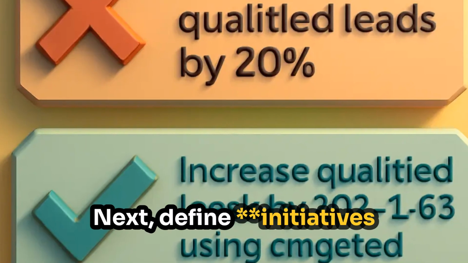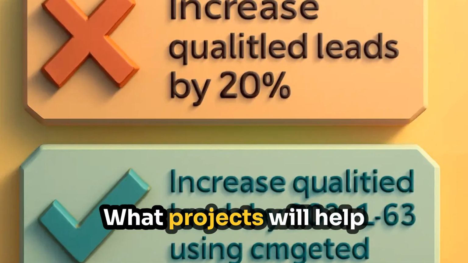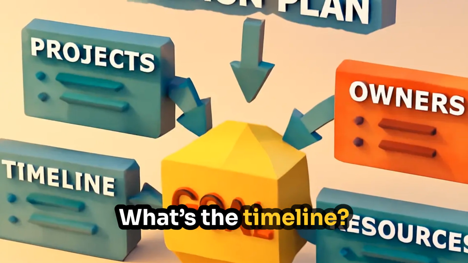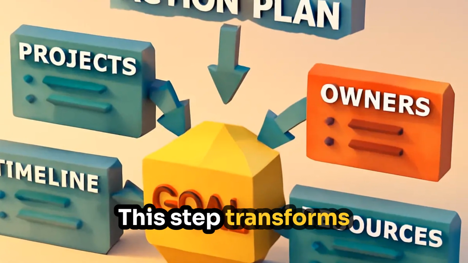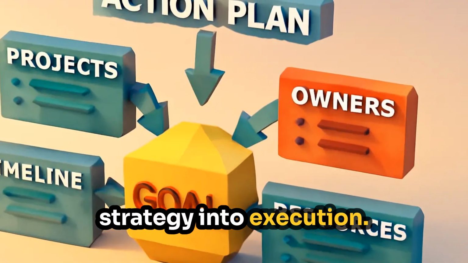Next, define initiatives and action plans. What projects will help you achieve those goals? Who owns them? What's the timeline? What resources are needed? This step transforms strategy into execution.